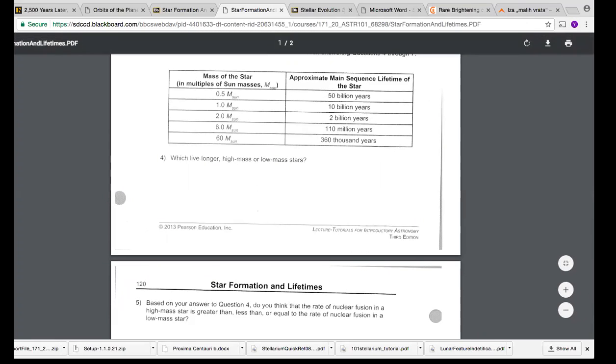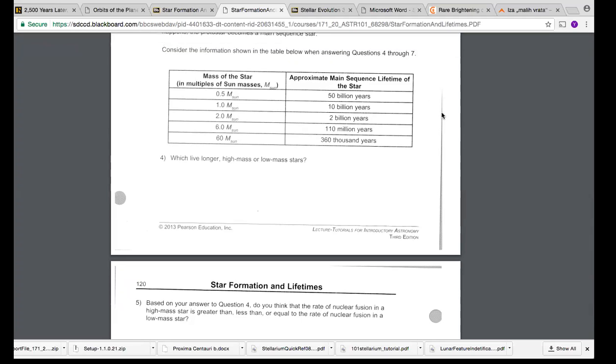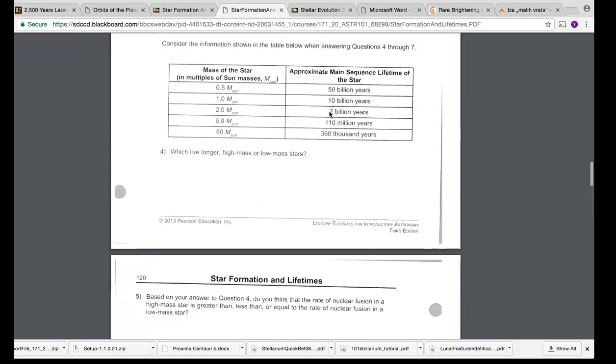Okay, there is some noise coming from somewhere. So we can see that the star that has 2 times the solar mass will live 2 billion years. So just look over here. The sun will live 5 times longer, even though it has half the fuel. So what does that tell you? How many times faster is this star fusing?